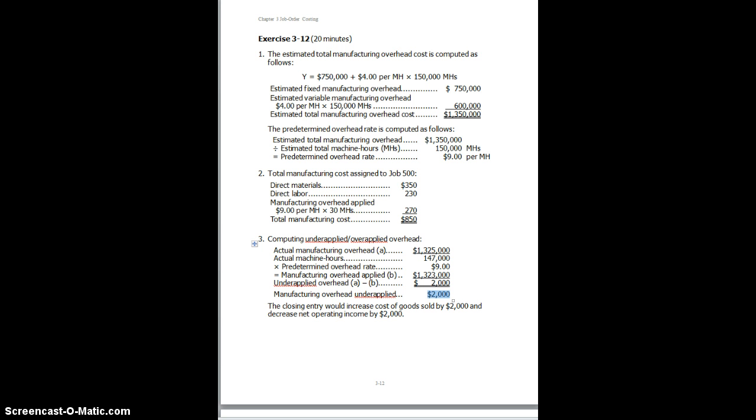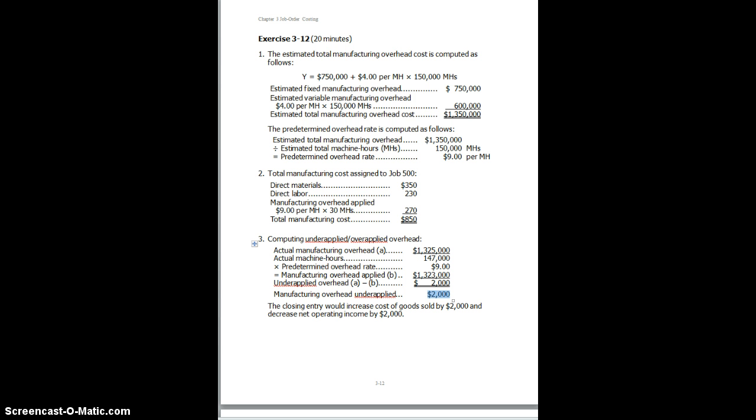In this problem, they make us work a little bit in part 1 to come up with what the total manufacturing overhead is. In previous problems, we've been given what the estimated manufacturing overhead would be. In this problem, they have us first calculate what the estimated total overhead for this particular company is.